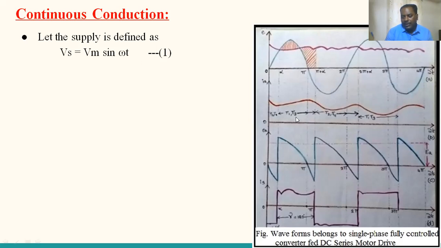So one pair of switches, T1 and T3, operates in this conduction, and the other pair, T2 and T4, operates from pi plus alpha to 2 pi plus alpha. This is the average output voltage you can observe for the single phase fully controlled converter. When T1, T3 conduct, the supply current passes from source to the load. When T2, T4 conduct, the supply current passes from source to the load in the reverse direction.